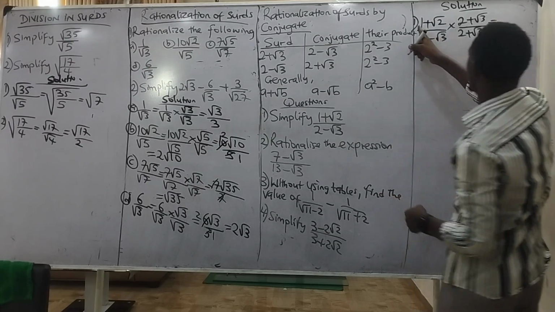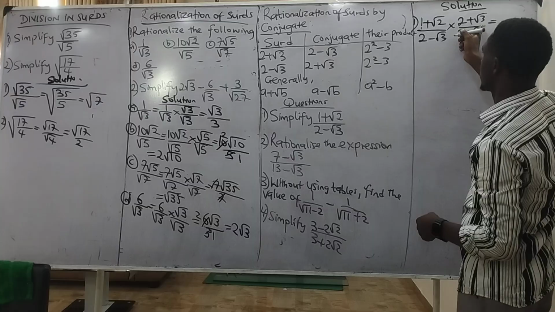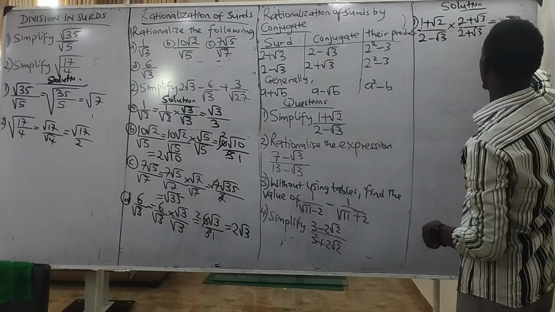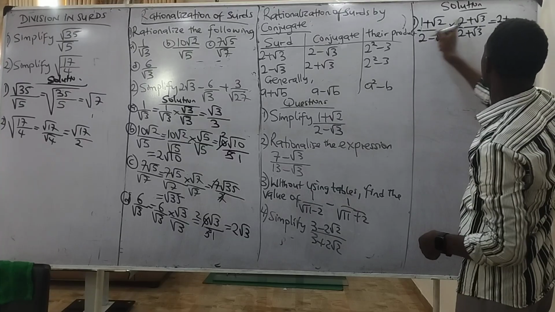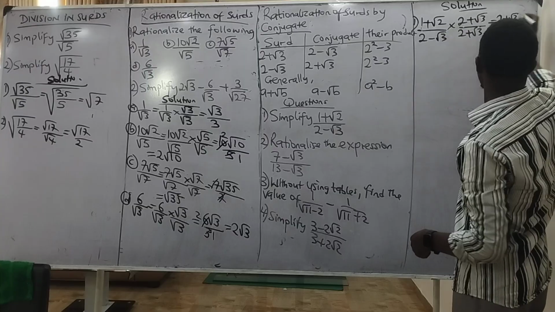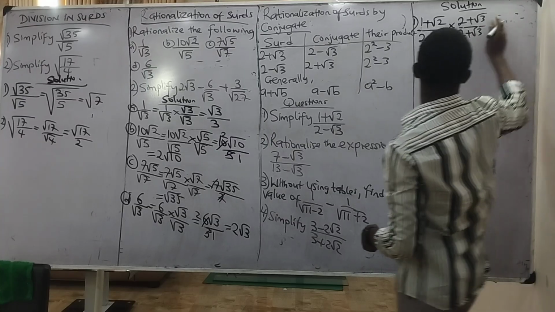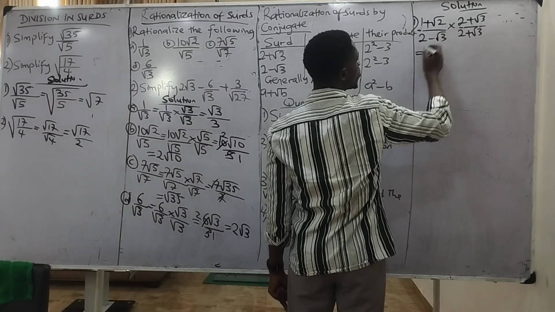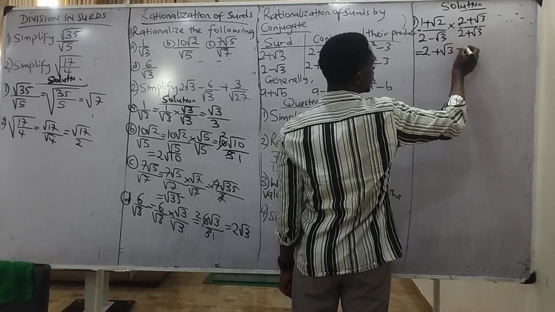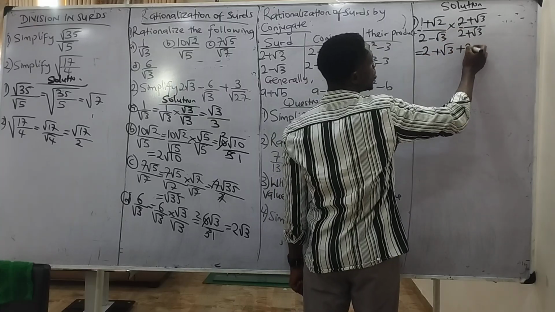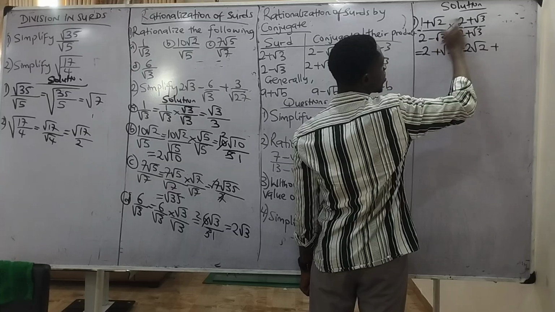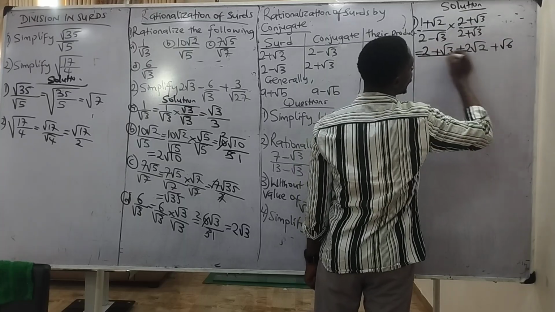This is equal to, we are going to use this one to multiply everything here and also use root 2 to multiply everything here. So 1 times 2 is 2, plus 1 times root 3 is root 3, plus root 2 times 2 is 2 root 2, plus root 2 times root 3 is root 6, all over.